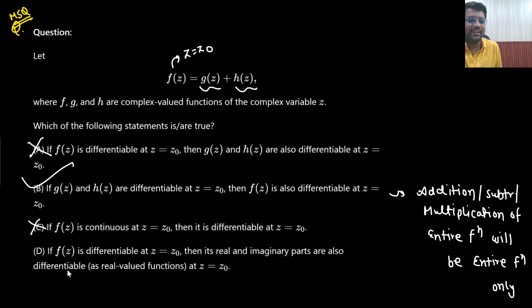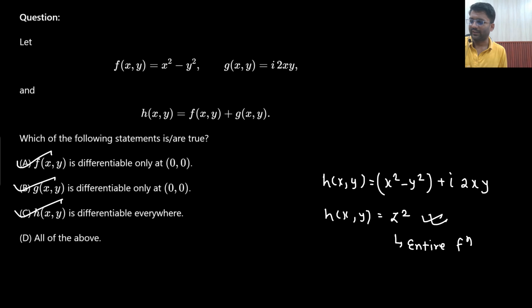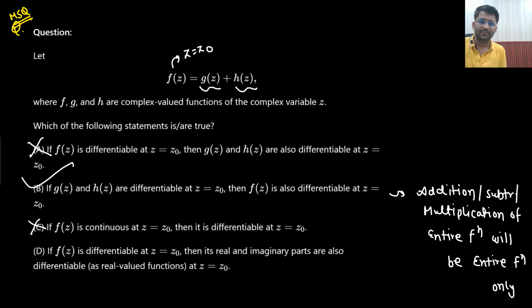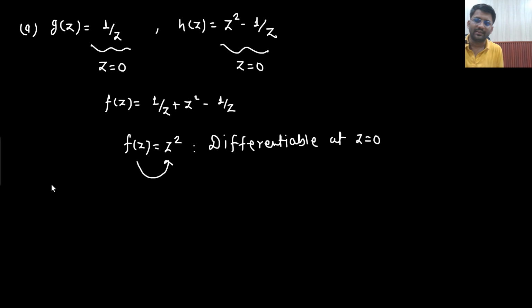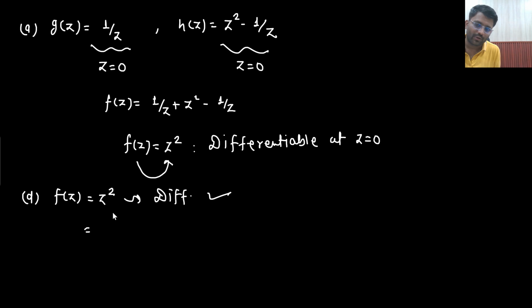Last, if f(z) is differentiable at z equals z naught, then its real and imaginary parts are also differentiable at z equals z naught. Is this statement true? See this example, option D. f(z) which is z square is differentiable everywhere, right? But what will be its real and imaginary part? Real part will be x square minus y square. Imaginary part would be 2xy.